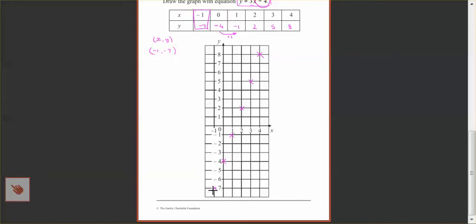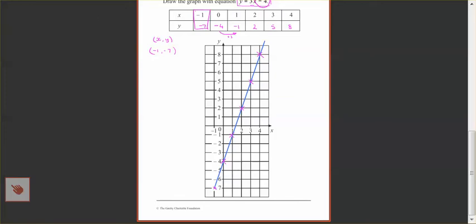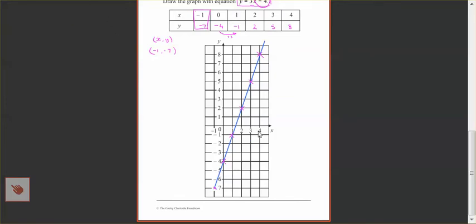Yeah, like you say, we should be able to now find the gradient. Oh yes, I remember. Well, we actually already know the gradient, don't we? Do you know why we know the gradient? Yeah, because y equals 3x. Well, actually, what is the gradient of this line then?